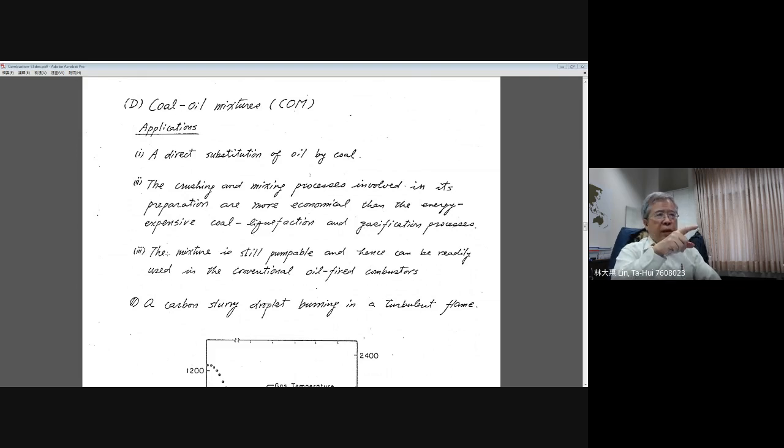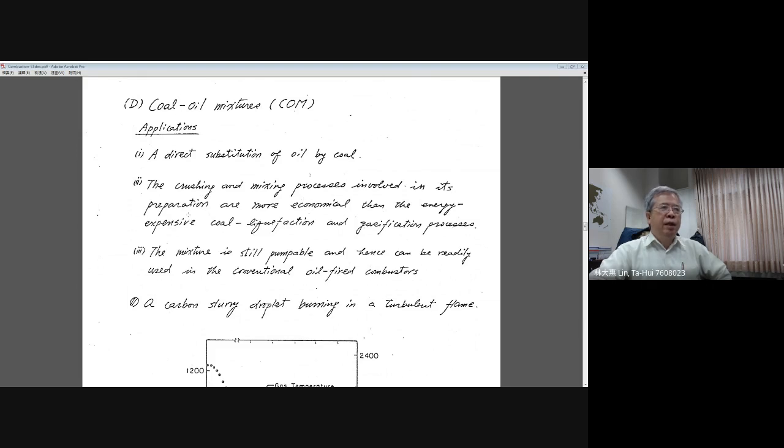And this is the third one, but usually not too many people use it. We use the coal particles mixed with oil. When coal particles are mixed with oil, that means they become a slurry, right? Then they tell you the application has three major features. The first one is a direct substitution of oil by coal. Okay, then it requires the crushing and the mixing process.